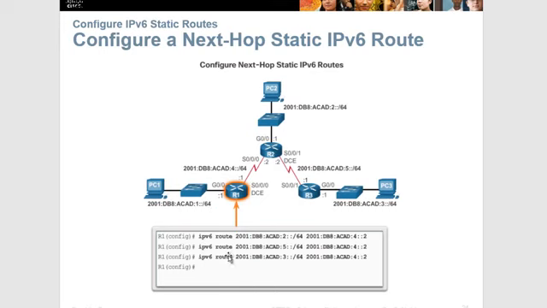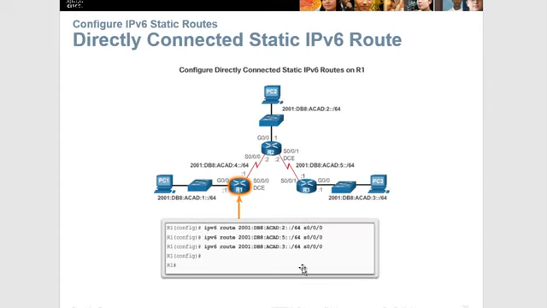And here's a next hop. You just have what you're trying to get to, whatever the prefix is, and then you have the next hop IP in this example. Directly connected using the interface, just like IPv4.